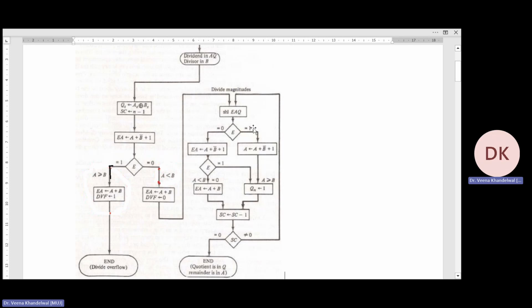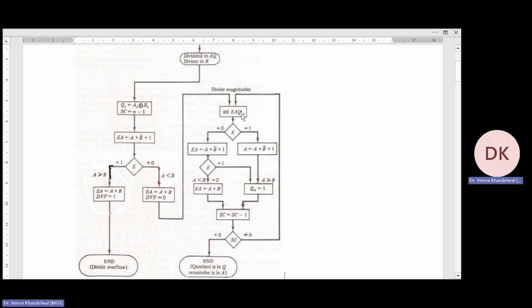So if E is equal to 1, what do we do? We perform A plus B complement plus 1 and then make the value of Qn as 1 and decrement the sequence counter. When we follow this path, that shows that A is greater than B. But this A is greater than B is after shifting left. So we should not get it confused with the A is greater than B, where we have not yet performed the shift left and we have only computed this A plus B complement plus 1. And there we get the E, then this A is greater than B, then it is divide overflow.